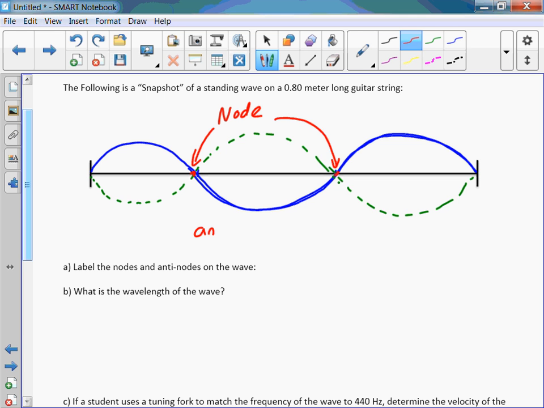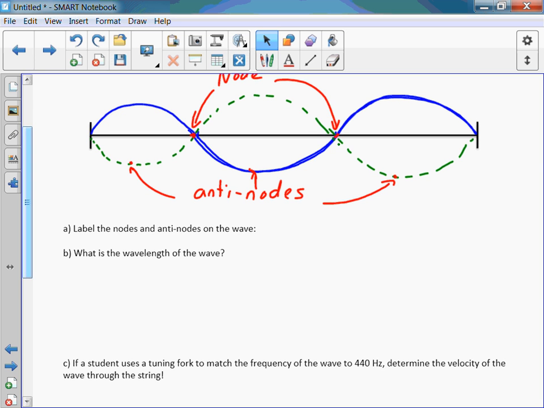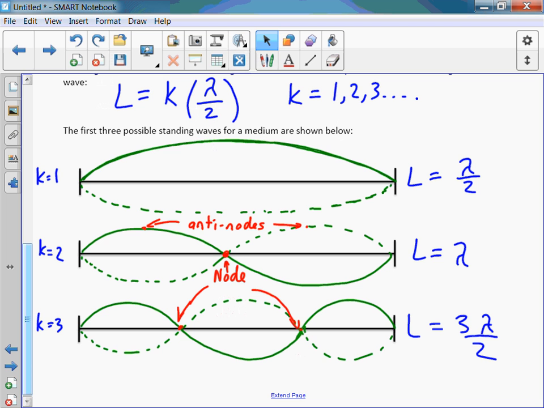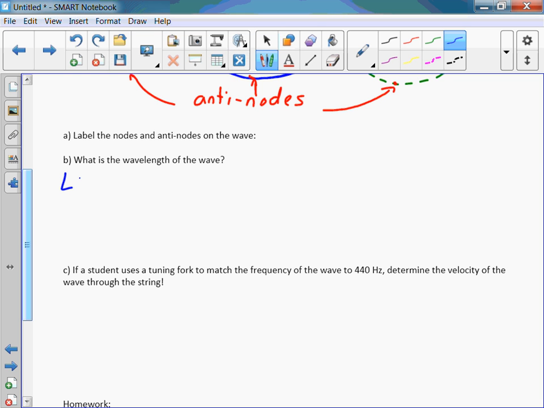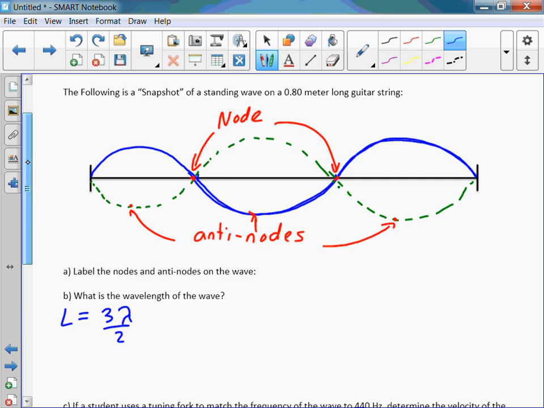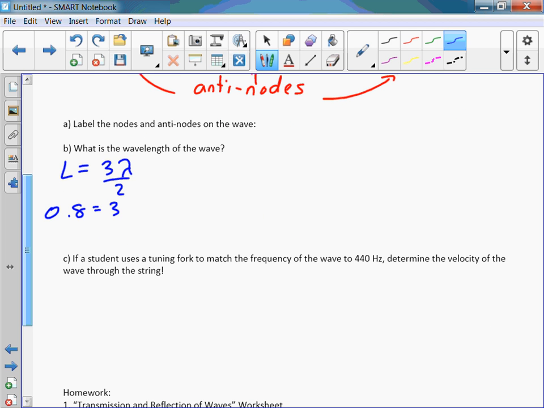And the antinodes up here. All right, what's the wavelength of the wave? Going back to the previous one, for k equals 3, the length of the medium was 1.5 times the wavelength. And we're told in the question that the guitar string is 0.8 meters. So a real quick division: 0.8 divided by 1.5 gives you 0.53 meters.